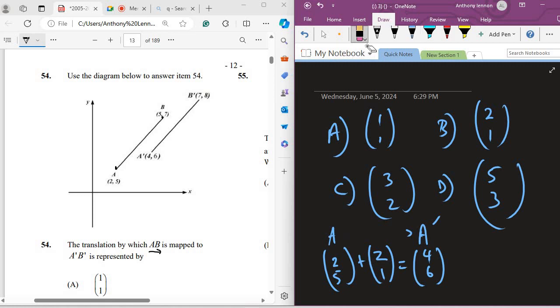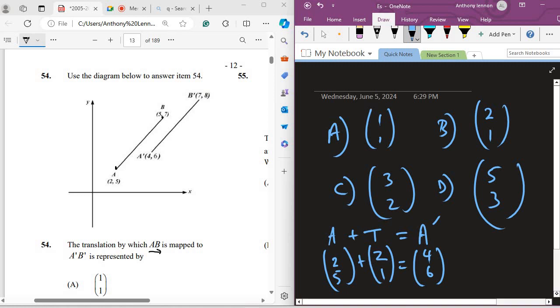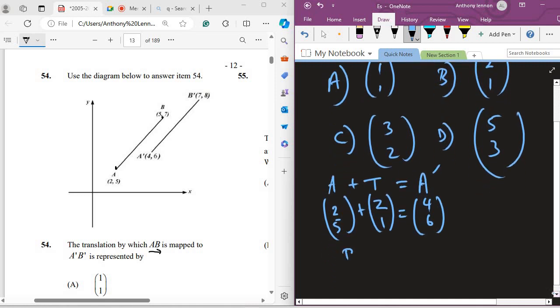All right? So if you want to understand that a little better, I can just write it as this. The object plus the translation will equal the image. T for the translation vector, basically. So the object is 2, 5. When we add the translation 2, 1 to it, we get 4, 6. And we can try it with B and see if we get the same thing, right? The object B plus the translation gives us the image of B.